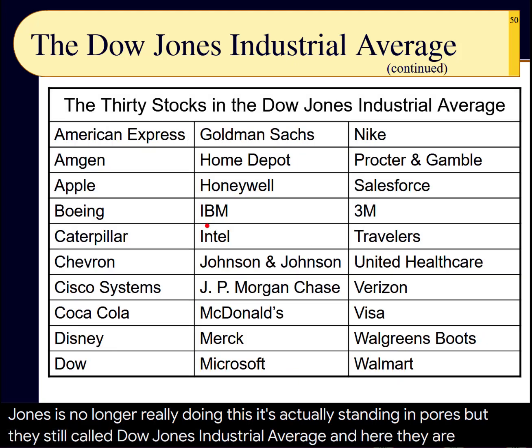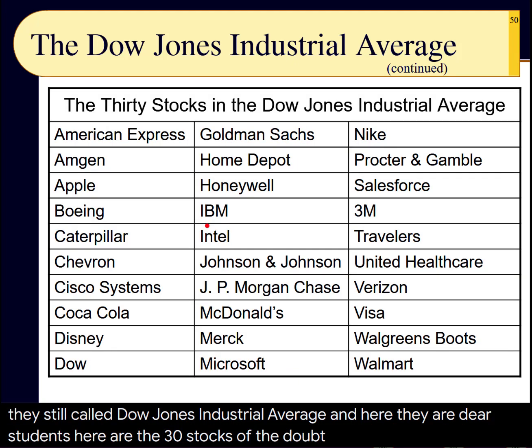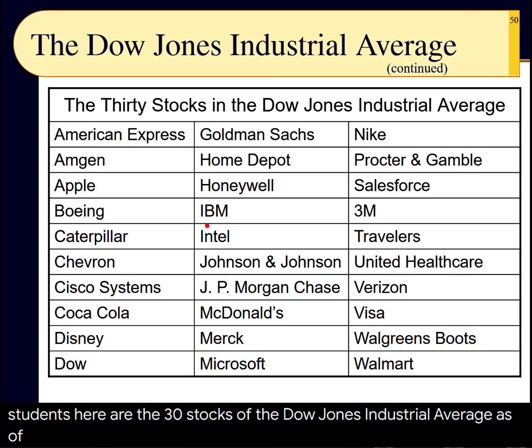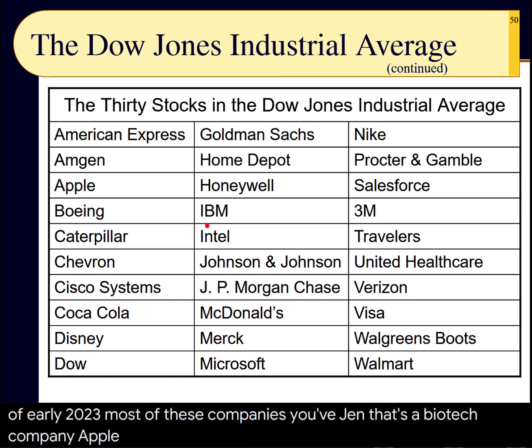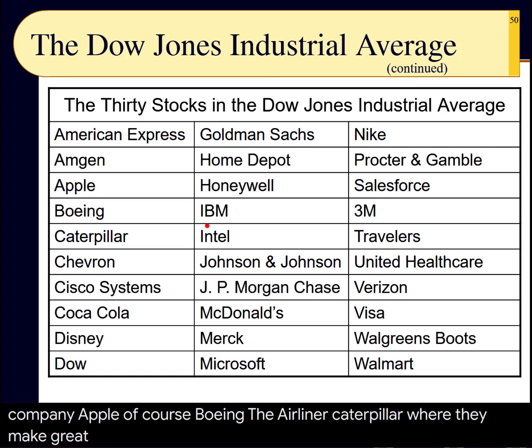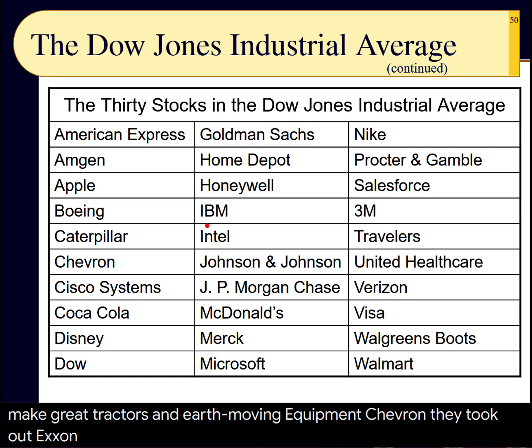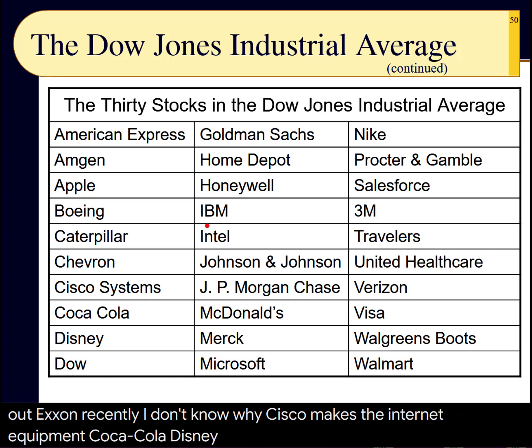And here they are, dear students. Here are the 30 stocks of the Dow Jones Industrial Average as of early 2023. Most of these companies you've heard of, right? American Express. Who's Amgen? That's a biotech company. Apple, of course. Boeing, the airliner. Caterpillar, what do they make? Right? Tractors and earth-moving equipment. Chevron. They took out Exxon recently. I don't know why. Cisco makes the internet equipment. Coca-Cola, Disney, Dow is a chemical company, not Dow Jones. No, it's a different company.